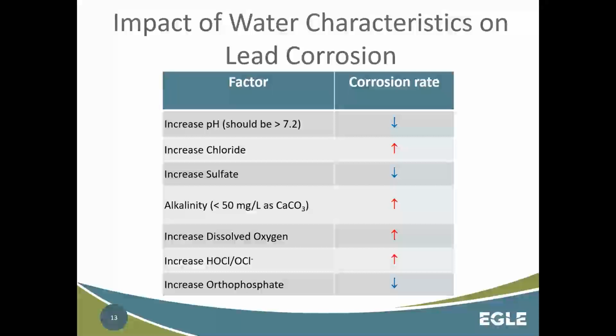Now, there's also an aspect where too high of alkalinity can also increase your corrosion rate. If you have an increase in dissolved oxygen, you're more likely to increase your corrosion rate. An increase in hypochlorite is more likely to increase your corrosion rate. And an increase in orthophosphate is more likely to decrease your corrosion rate.